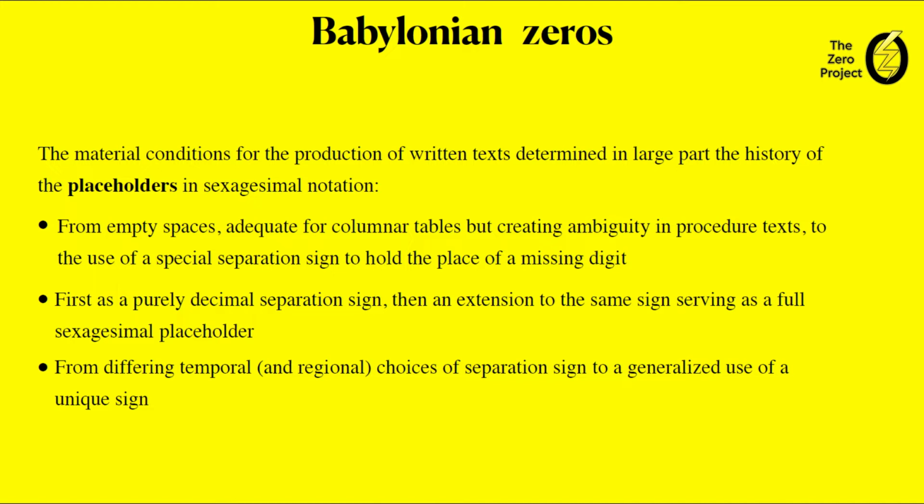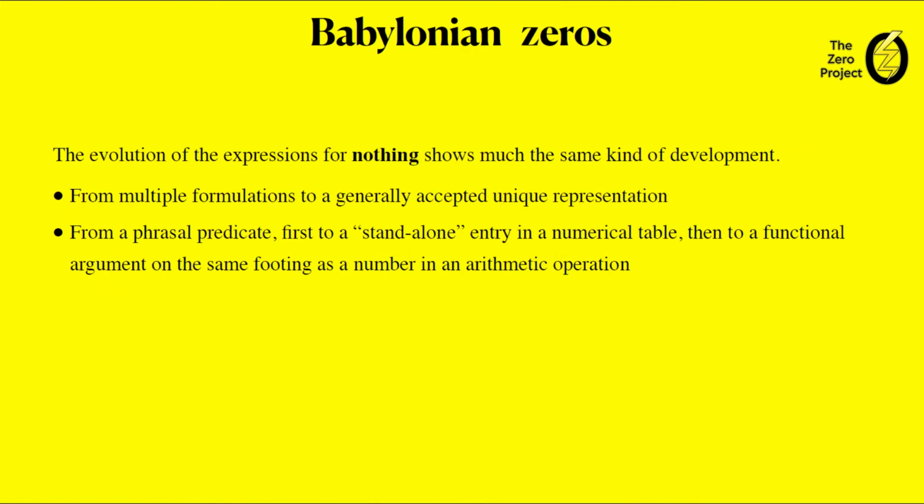And finally, the generalized use of a unique sign, the double corner wedge that we've seen coming in the Seleucid period, and is used for sexagesimal and decimal placeholders everywhere at all times. And the evolution of the expressions for nothing show much the same kind of development. They start off multiple, and they end up only nutuk.